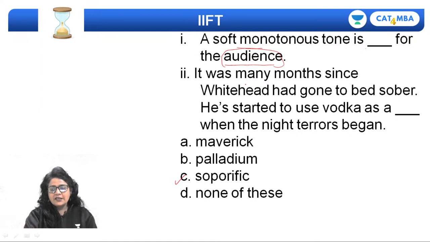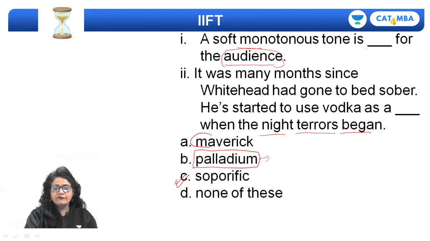Is it fitting into the second sentence as well? Let's see: it was many months since Whitehead had gone to bed sober. He had started to use vodka as a soporific when the night terrors began. So whenever he had difficulty sleeping at night, he would take vodka, and that could serve as a soporific. He would sleep after consuming some vodka, right? So palladium is not at all fitting here. Palladium is an object, a rare element, just like platinum, so that is nowhere fitting here.